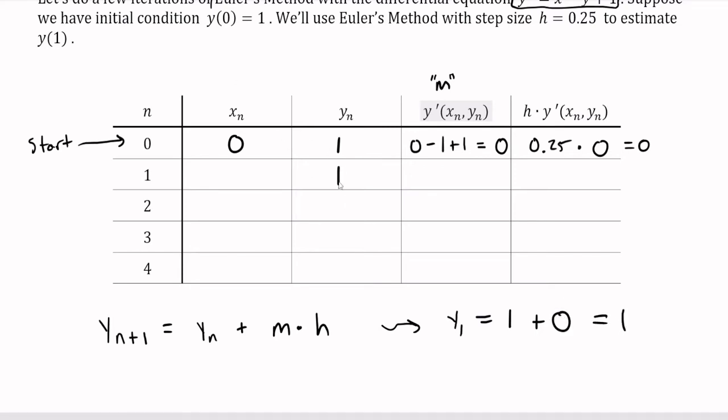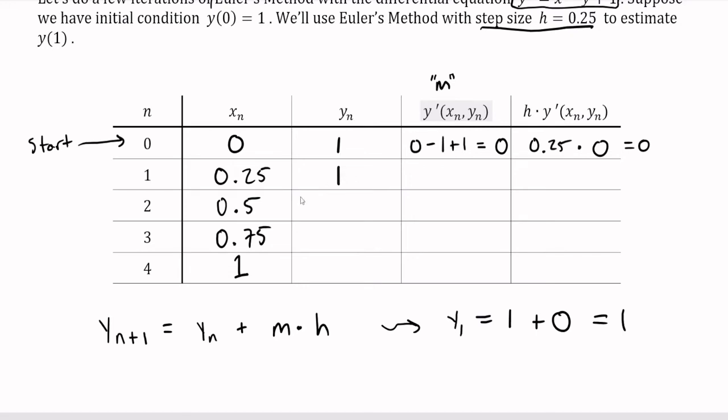Okay, so put that down. So in this case, this is a little bit of a weird one. We didn't move anywhere because the slope was 0. But that's okay, we'll move somewhere in a second. What's my next x value? Well, step size h is 0.25, which means I'm going to go to 0.25. In this column, you can actually fill out right away. Take another step. Take another step. Take your last step. Because that's what we want, right? We want to estimate y of 1.